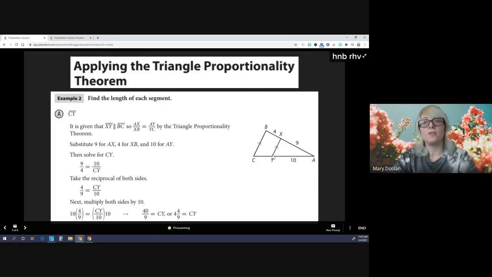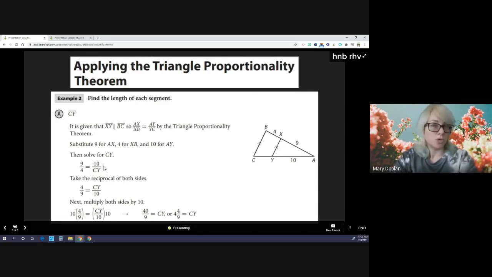So we can figure out CY, which is what it's asking us to find, just by substituting the three known values into this proportion. We replace AX with 9, we replace XB with 4, we replace AY with 10, and then CY is the unknown length. And now this is something that we can solve with algebra.